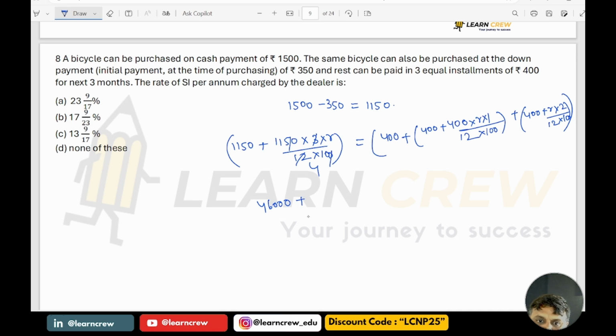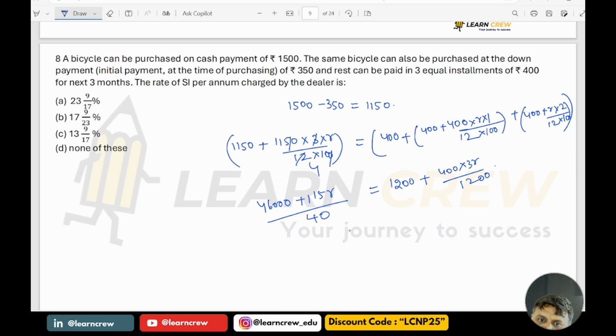0 cancel. Here it is how much? 115 R by 40. 4 into 10, 40 is equal to 400, 400, 400, 1200 plus how much are you going to get? R plus 2R, 3R. So 400 into 3R by 1200. If you simplify this, how much are we going to get? 46,000 by 40. Say again the same story, you will get 1200 minus 1150, 50.